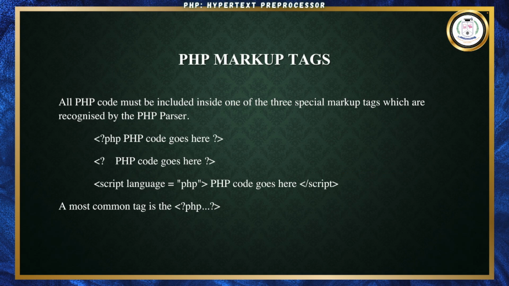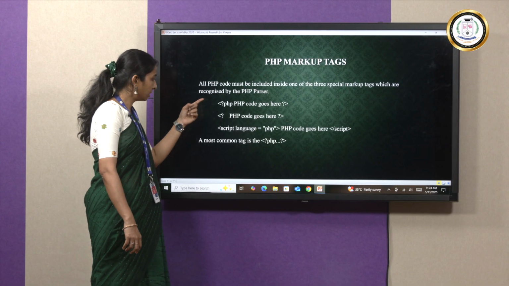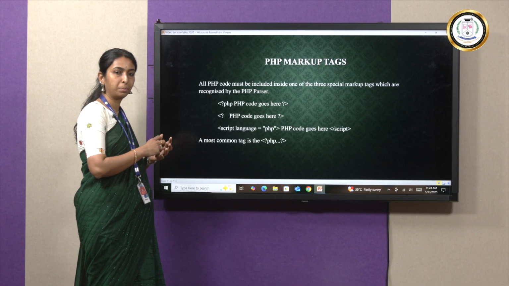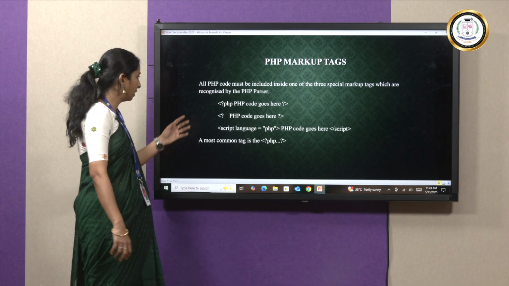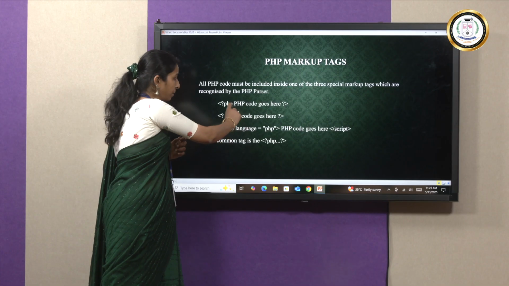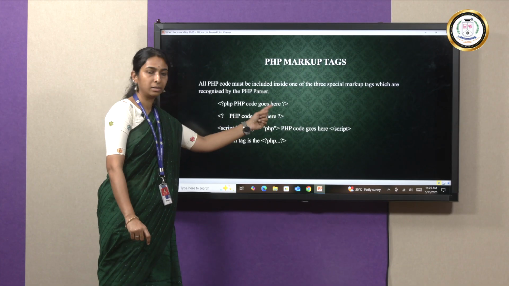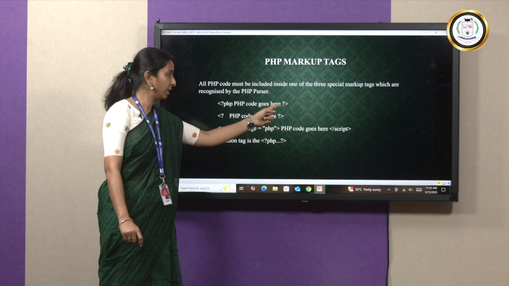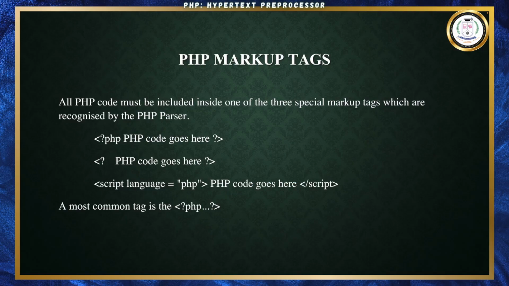So let us move on to what markup tags we use for creating a PHP script. All this PHP code needs to be embedded inside one of these special markup tags. These are the three different ways we can put our PHP script inside our HTML document. The first one is an angular bracket followed by a question mark, then php followed by PHP code, and then you have to end this tag with a question mark again and a close angular bracket. The second way is an angular bracket and question mark followed by PHP code, then you need to end this markup tag with again a question mark followed by an angular bracket.